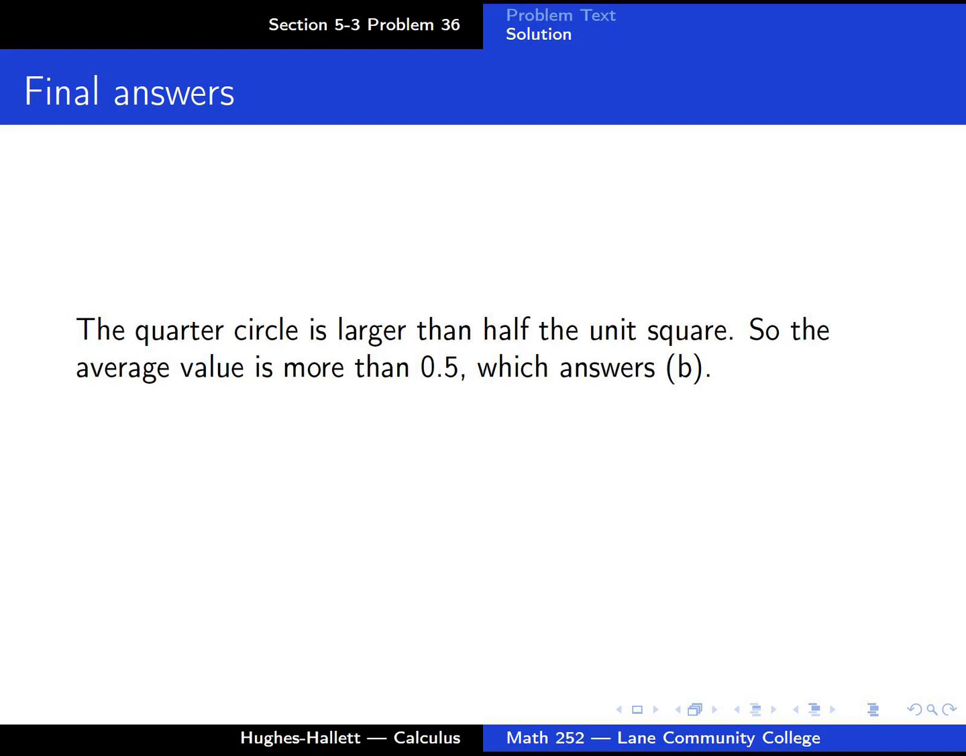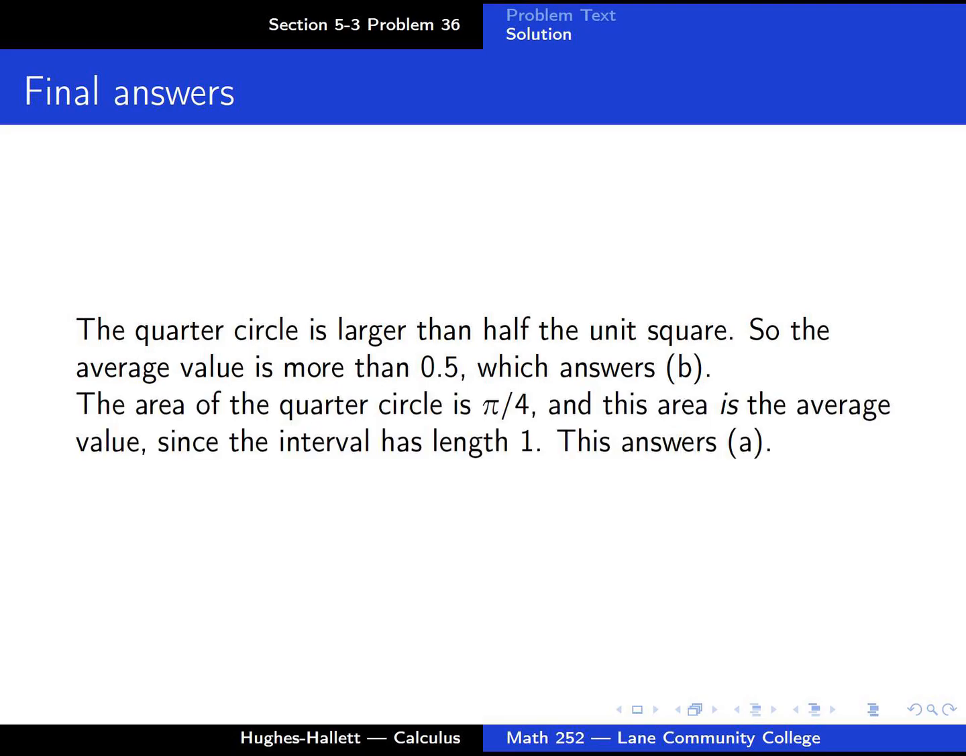The average value itself is just going to be that green area because we're working over an interval of length 1. And so the area of a circle, we don't need a calculator to do that, the area of a quarter circle is pi over 4 if it has radius 1, and this area is the average value. And there's our answer for part A.